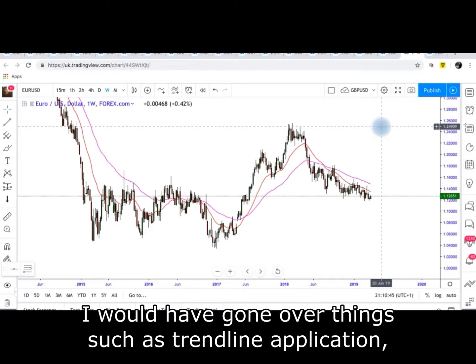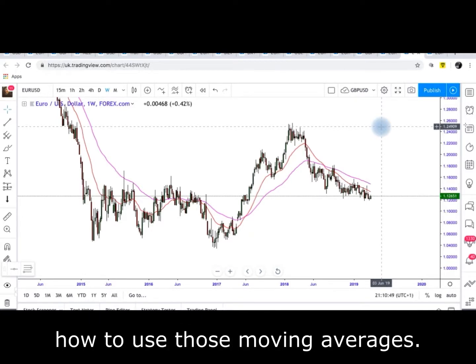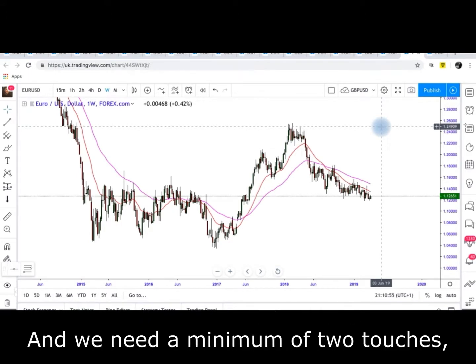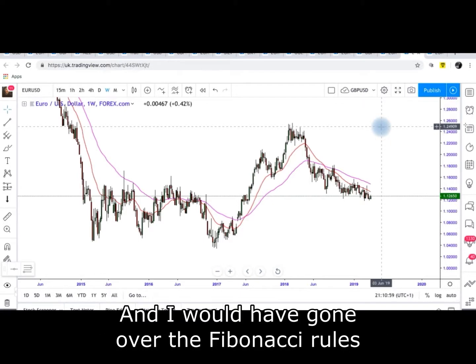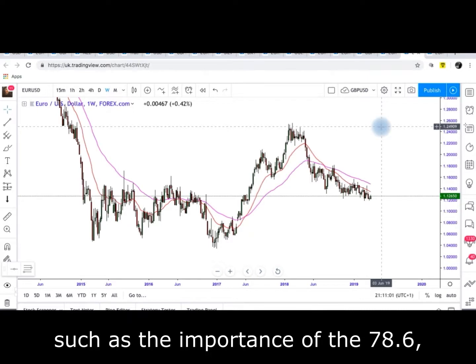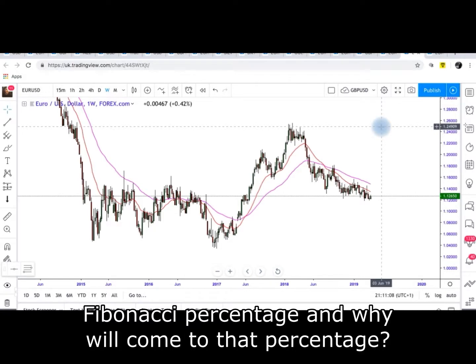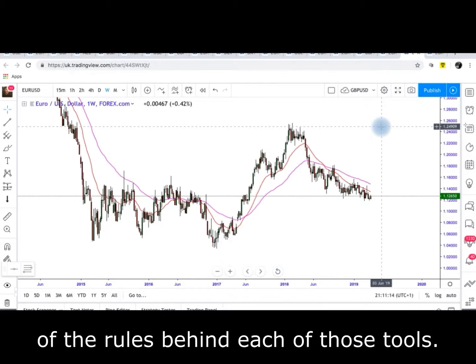I would have gone over things such as trendline application, which moving average we use, how to use those moving averages, the fact that we need a minimum of 2 touches to create a trend line, and a minimum of 2 touches, for example, to create a range. And I would have gone over the Fibonacci rules, such as the importance of the 78.6, why we would be looking for price to come to a certain Fibonacci percentage and why it will come to that percentage. I think we would have gone over quite a lot of the rules behind each of those tools.